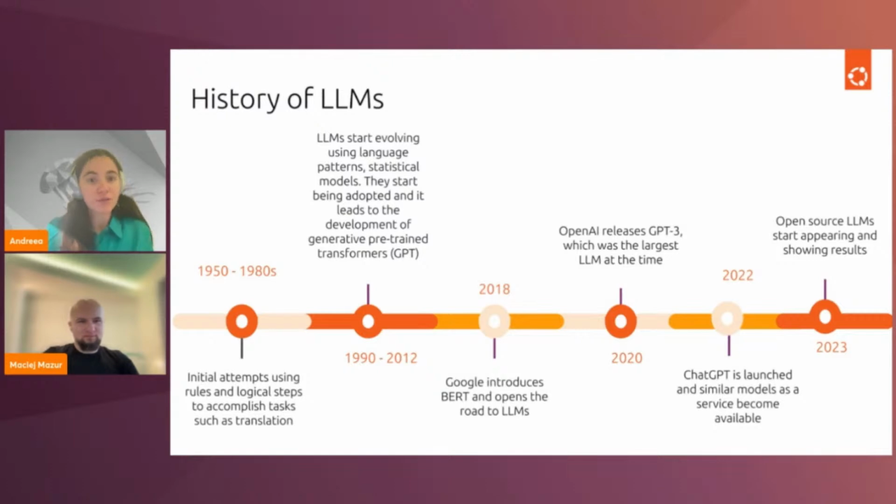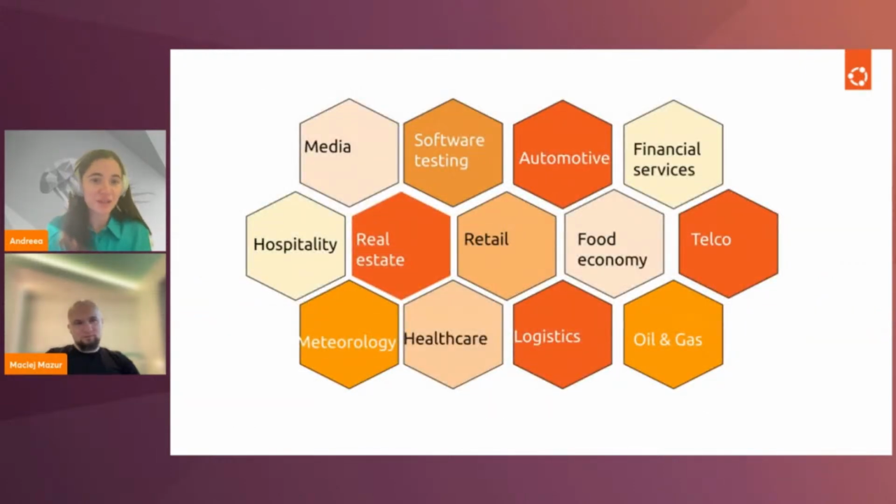The main challenge back then was the compute power, and this has been the challenge for quite some time, I'll have to say. But over time, they started evolving and used language patterns and statistical models. In 2018, I think an important stepping stone was when BERT was introduced. And in 2020, OpenAI released their large language model at the time. From there on, it's history, and nowadays, I think we see plenty of LLMs coming up on the market.